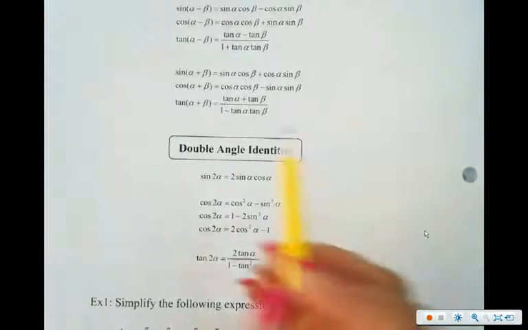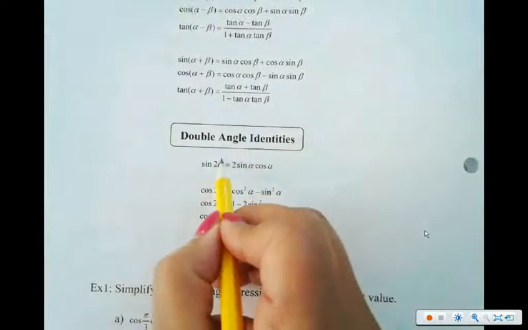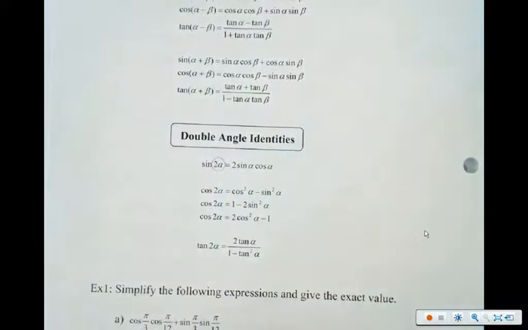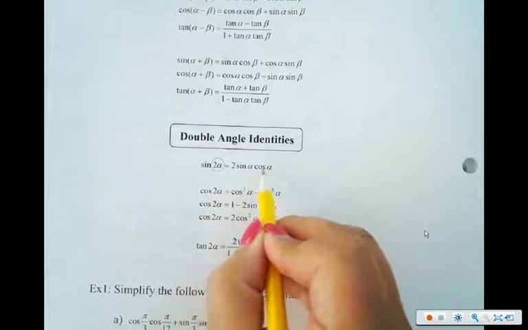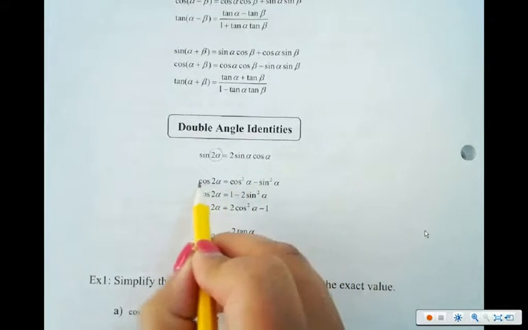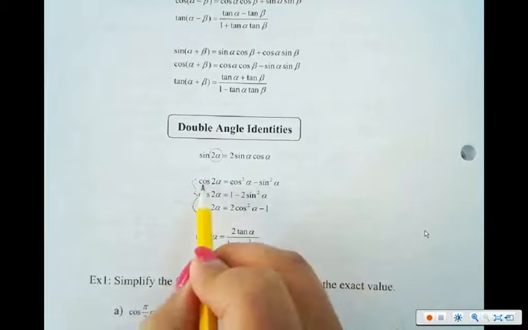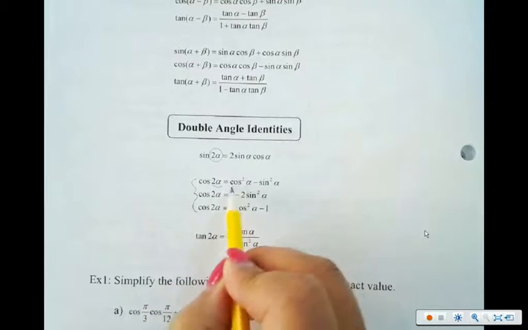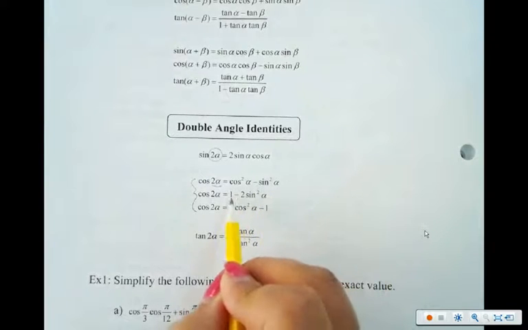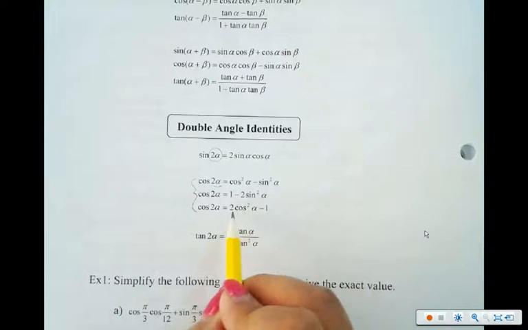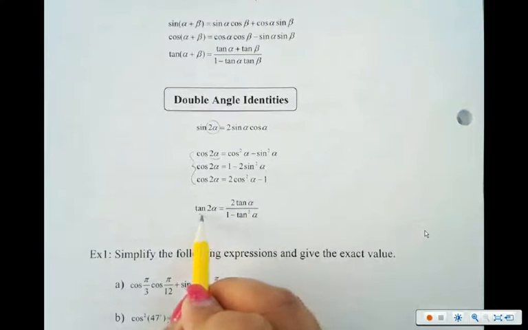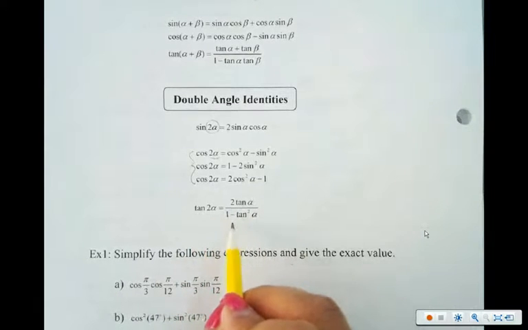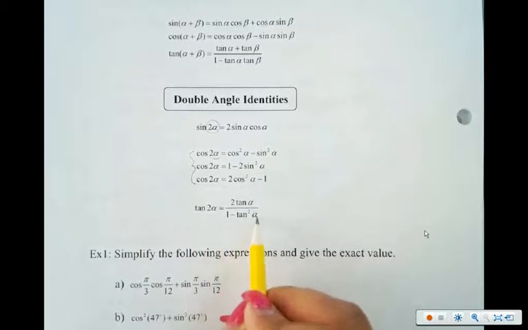All right, so now you've got double angle identities, which is right there. You see how it says 2 alpha? That's the double angle. And that is the same as 2 times sine alpha cos alpha. And then there's 3 different ones for cos 2 alpha. There's cos squared alpha minus sine squared alpha, 1 minus 2 sine squared alpha, 2 times cos squared alpha minus 1, and then your tan 2 alpha, you've got 2 tan alpha over 1 minus tan squared alpha.